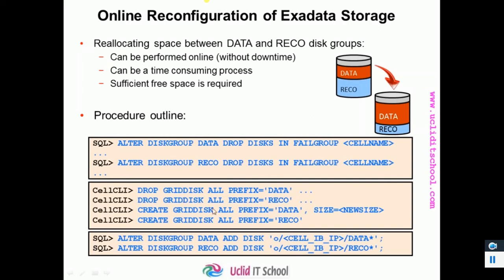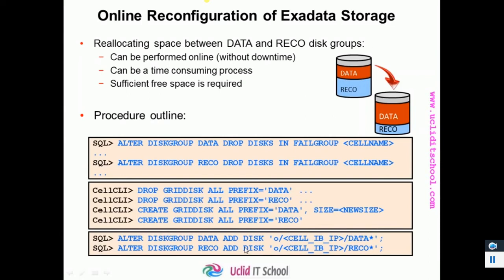You drop all those grid disks belonging to that cell. Then create a grid disk with new sizes. Then add them back to the disk group. Again, once you add these back to the disk group, another rebalance will happen, one more time. So you wait till the rebalance is complete. Now you are done on the first cell. Then again, repeat the same procedure on the second cell.